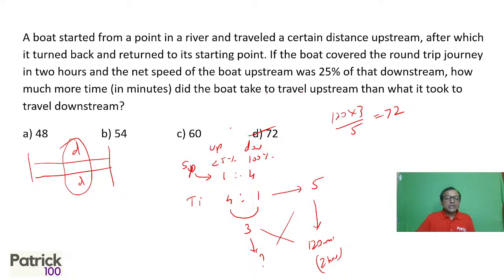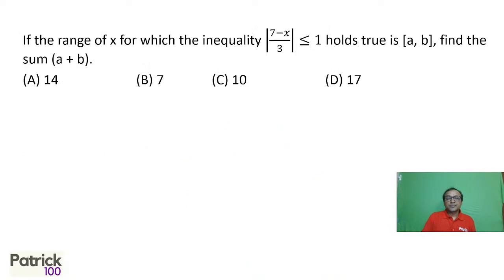I'll repeat. Distance is the same, so speed is inversely proportional to time. If the ratio of the speed is 1:4, the ratio of time will be 4:1. More the speed, less the time. So 4 plus 1 is 5, and 5 stands for 120 minutes. The difference in the time taken is 3. 3 will stand for how much? You can cross multiply and you will get the answer, 72 minutes. That's the answer for this.